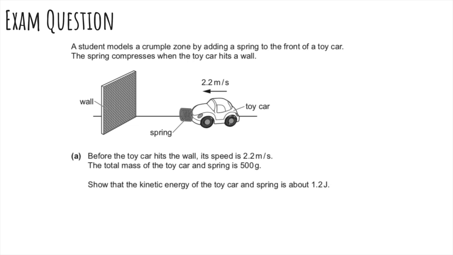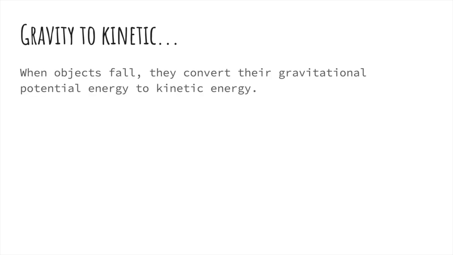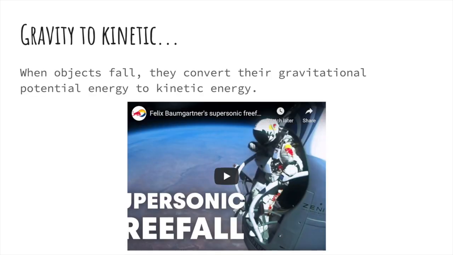So the next part of our lesson is to look at this conversion between gravitational potential energy and kinetic energy. And this is just the idea that when an object begins to fall, it starts to lose gravitational potential energy because its height decreases, but it gains kinetic energy because it will pick up speed as it does that up until it reaches its terminal velocity.